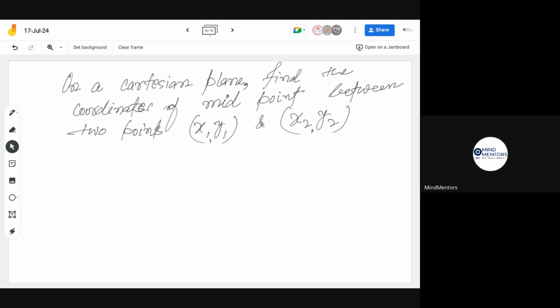Okay. Aaron thinks it is x2 minus x1 by 2, y2 minus y1 by 2. I'm assuming you are saying in brackets x2 minus x1 whole divided by 2 and y2 minus y1 whole divided by 2, right, Aaron? Yeah. All right, cool. Okay, Aaron, you got it.